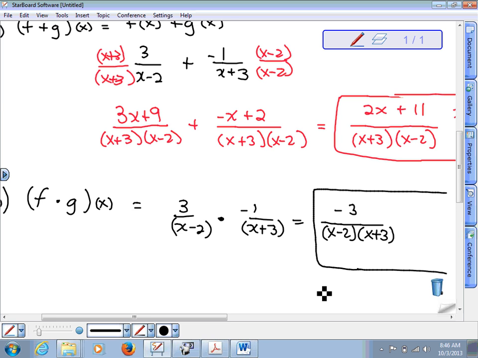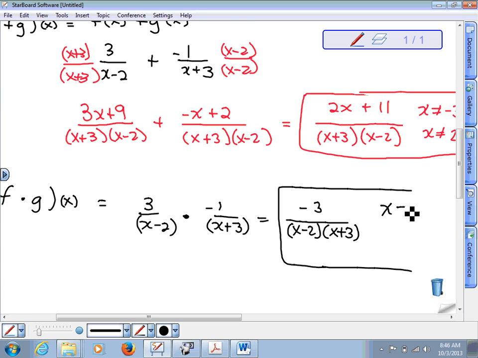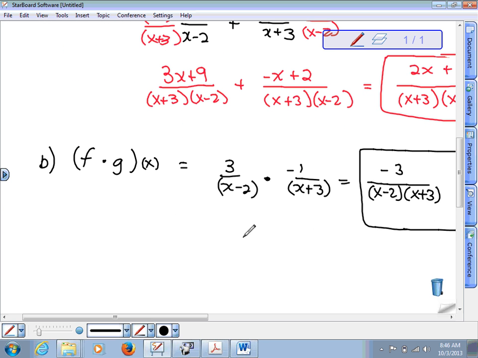So what do we include as part of the answer? X is not equal to 2. X is not equal to negative 3. There we go. Yep, you can leave it like that. That's perfectly fine.